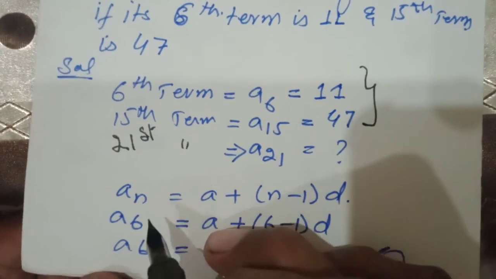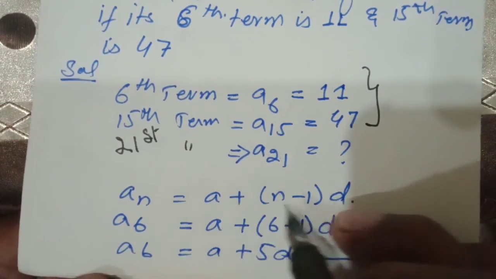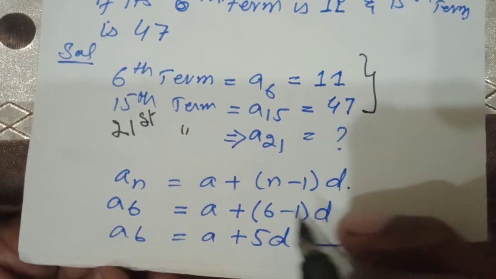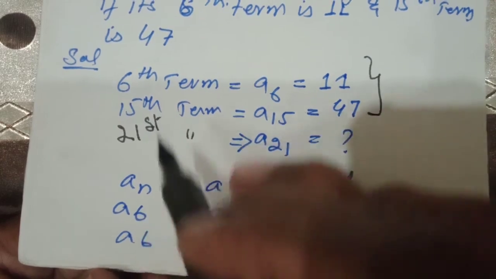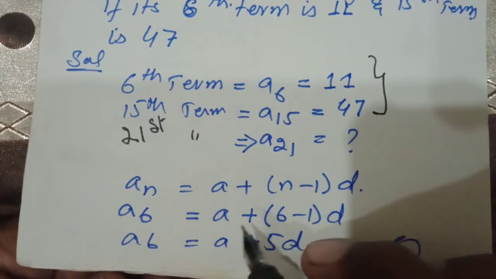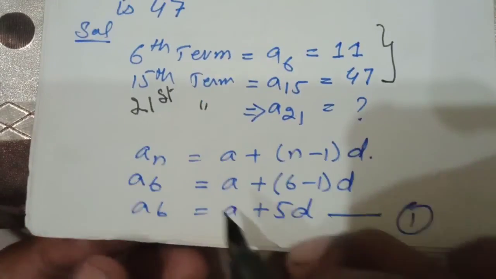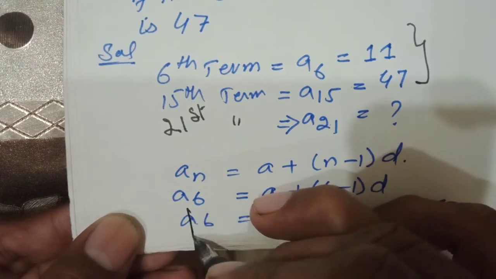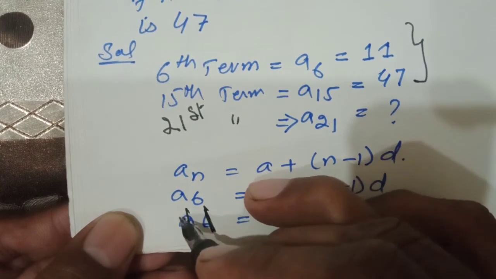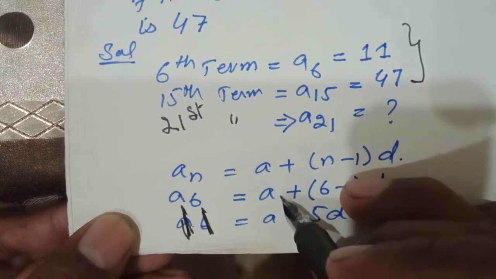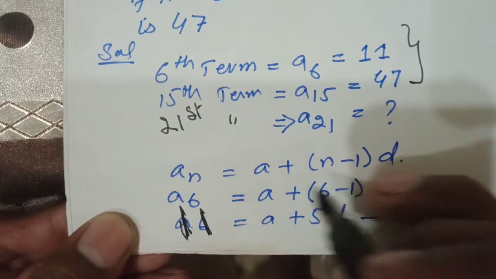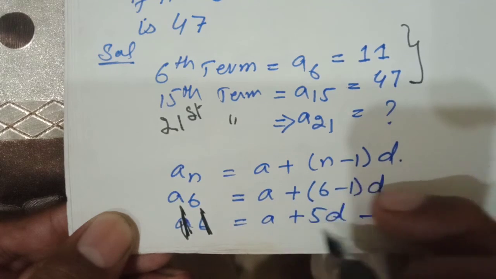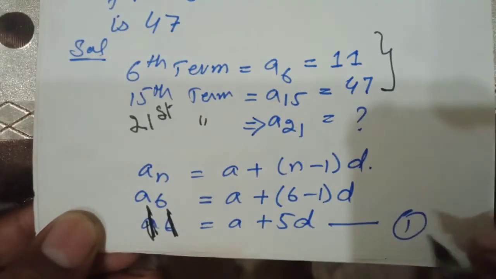We have A6 = a + (6 minus 1)d, because we have the value of the A6 term. The A6 term is 11, so we put 11 here. We don't know a, and 6 minus 1 is 5, so 11 = a + 5d. This is your equation 1.